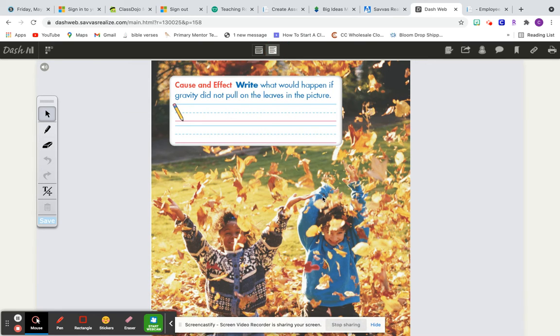All right, now I want you to pause and think about this one, a cause and effect situation. Remember, we said this chapter had a lot of cause and effect. This text structure was cause and effect. Write what would happen if gravity did not pull on the leaves in the picture. So think about that for a second and write your answer. You pause the video. And if gravity was not pulling on the leaves, they would just keep floating around in the air. We would just have leaves and people floating around in the air without gravity.